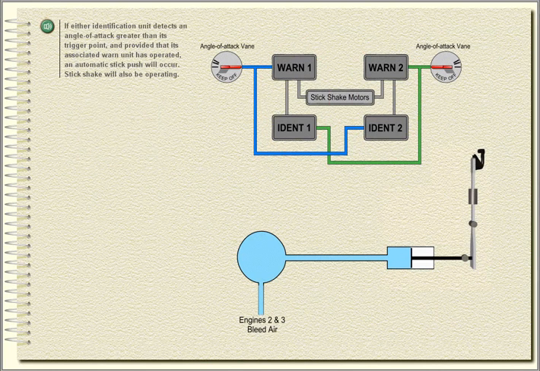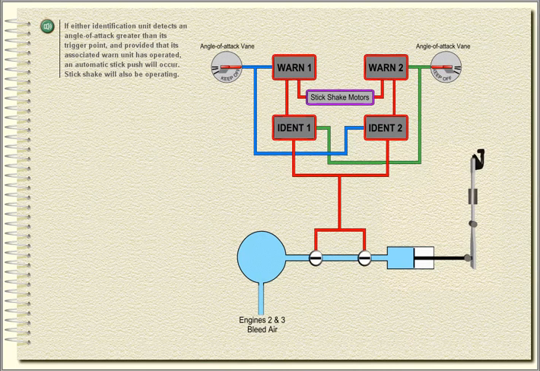If either identification unit detects an angle of attack greater than its trigger point, and provided that its associated warn unit has operated, an automatic stick push will occur. Stick shake will also be operating.